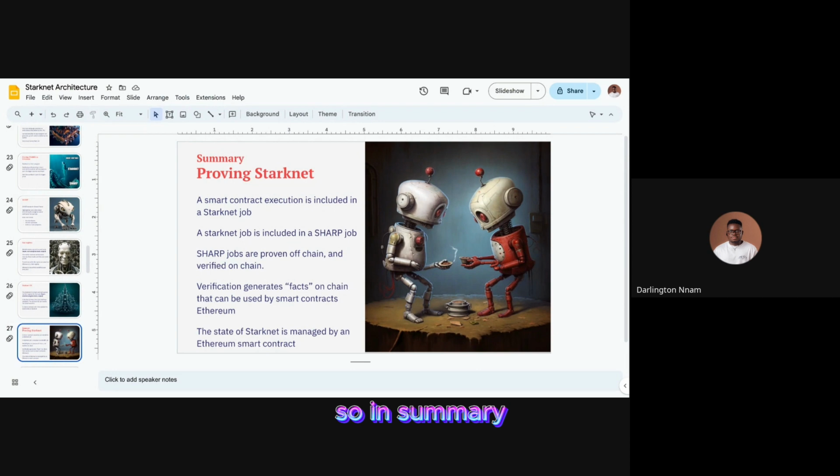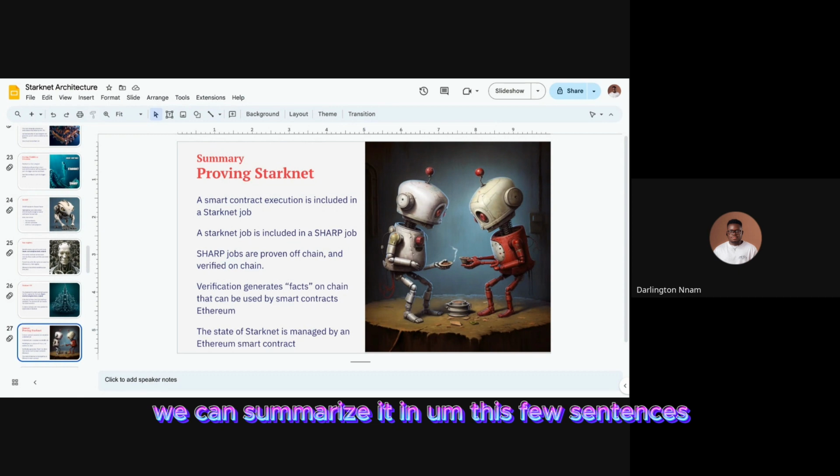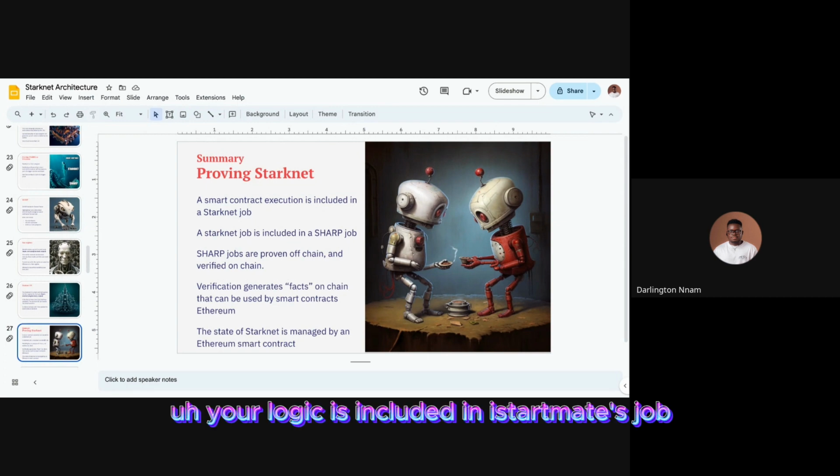So in summary, when we talk about how proving on Starknet happens, we can summarize it in a few sentences. First of all is smart contract execution. Your logic is included in a Starknet job. This Starknet job is further included in a Sharp job. And Sharp jobs are proven off chain.